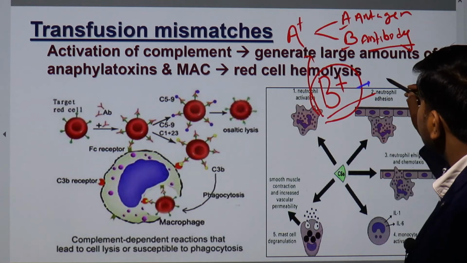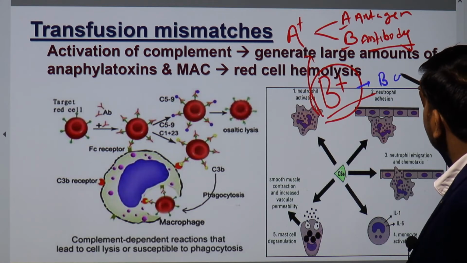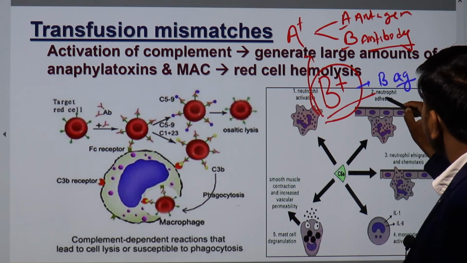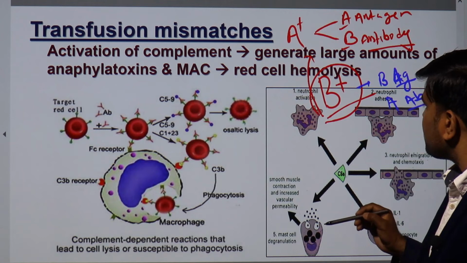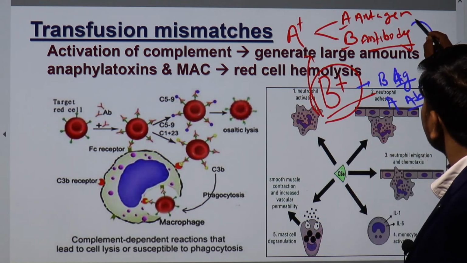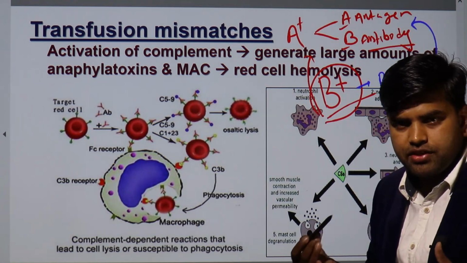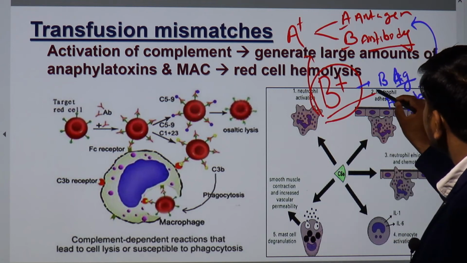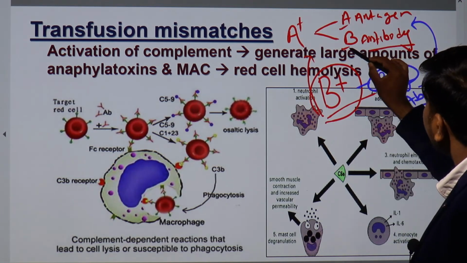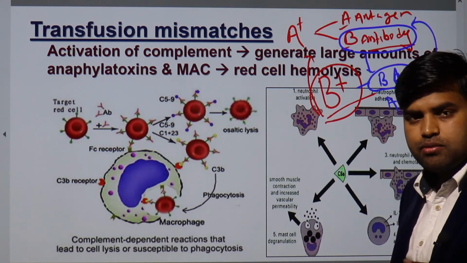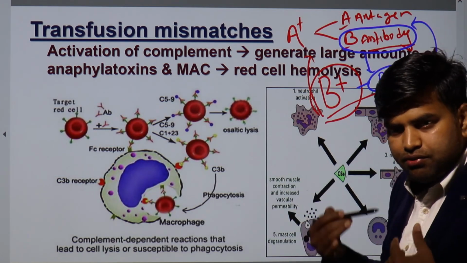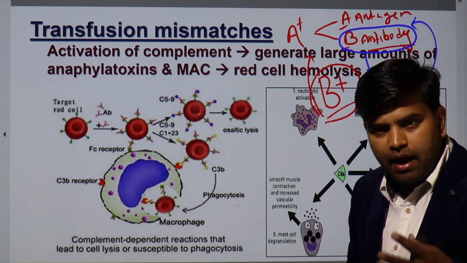What will happen? This B group has B antigen and A antibody. You have given this to my blood, and I have 6 liters of blood. So what will happen? The antigen-antibody reaction will occur, and all the RBC that you have transfused to me will be damaged.